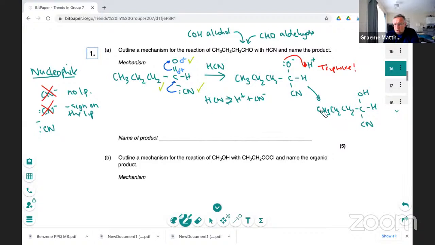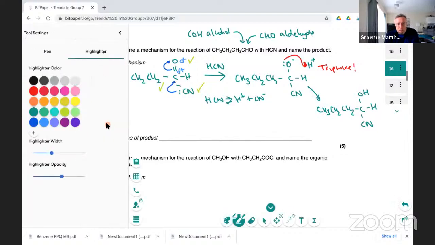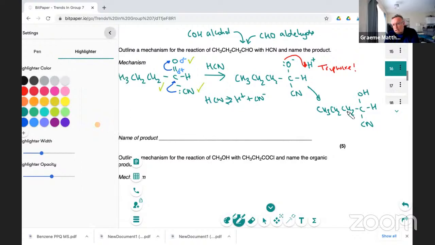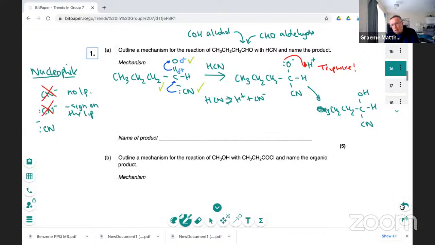But look, you've got to follow the longest chain. Oops, hold on. After I picked my color, I needed to hit the highlighter button, didn't I? Maybe it will, maybe it won't. No, it's not. All right, never mind. Look, you just have to follow the longest chain, please, chemists, that includes the functional group. So 1, 2, 3, 4, 5.